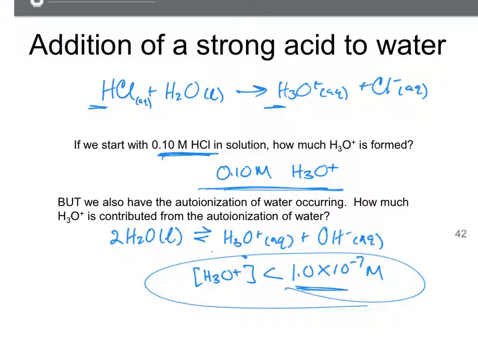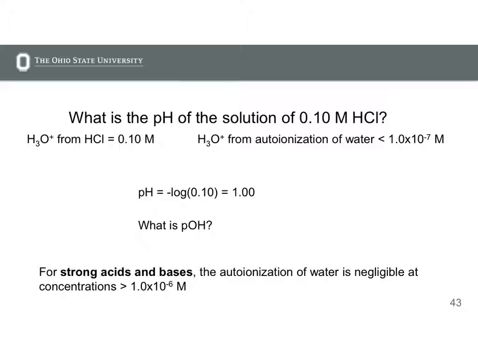And as I said last time, problems involving weak acids, strong acids, and strong bases are typically easier to solve. This is one of the reasons why, because now we can ignore autoionization of water. We can ignore that equilibrium. Let's see. Okay, so our H3O+ concentration from the HCl is 0.1 molar. We know that H3O+ from the autoionization of water is less than 1 times 10 to the minus 7. So we can ignore it, it's negligible.